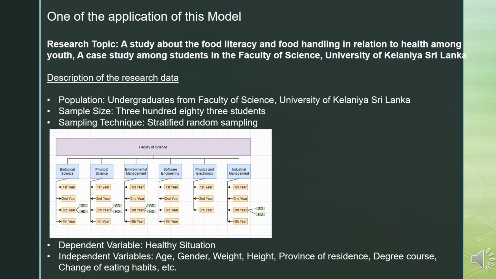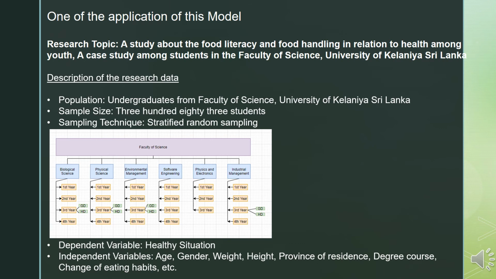One application of this model: the binomial logistic regression was used to analyze the data in a fourth year research study. The topic of the research study is a study about food literacy and food handling in relation to health among youth, a case study among students in the Faculty of Science, University of California.